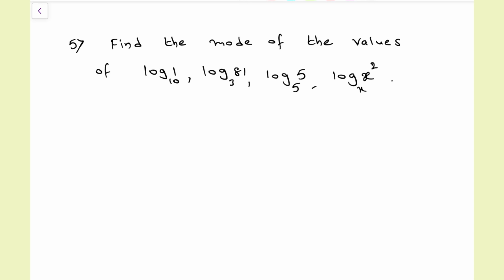Next, find the mode of the values. So first let us find out the values. Log 1 base 0, whatever the base is, log 1 value is 0 only. Log 81 base 3: 3 to which power is 81? It's obviously 4. Log 5 base 5, both the numbers are the same, so the answer will be 1. Log x square base x, 2 will come to the front, so 2. 0, 4, 1, 2 are the observations given in the question. Then he is asking us to find out the mode from this. Here no number is repeating more than the remaining numbers. So we can conclude that there is no mode at all.